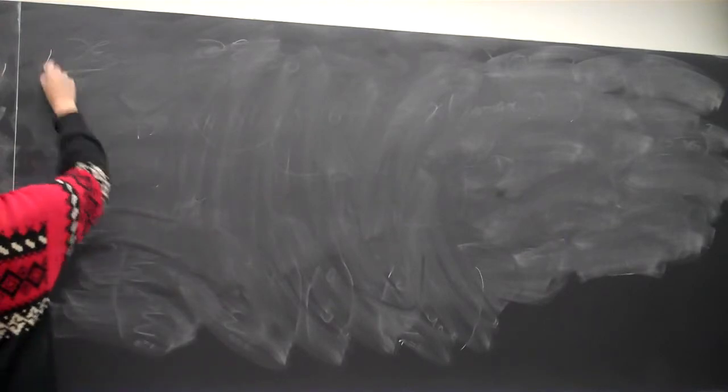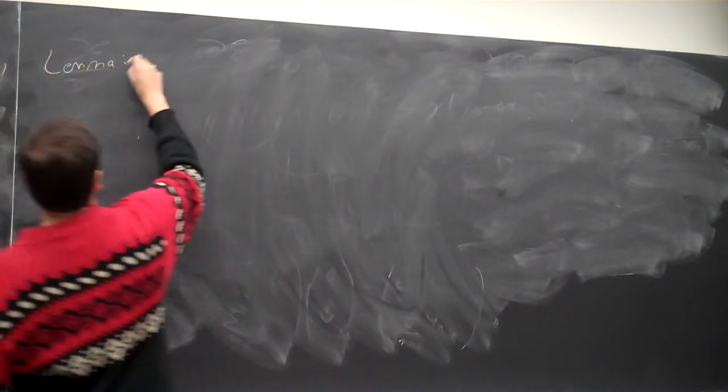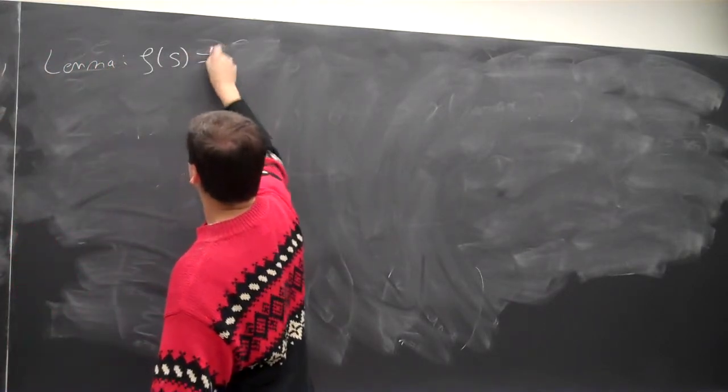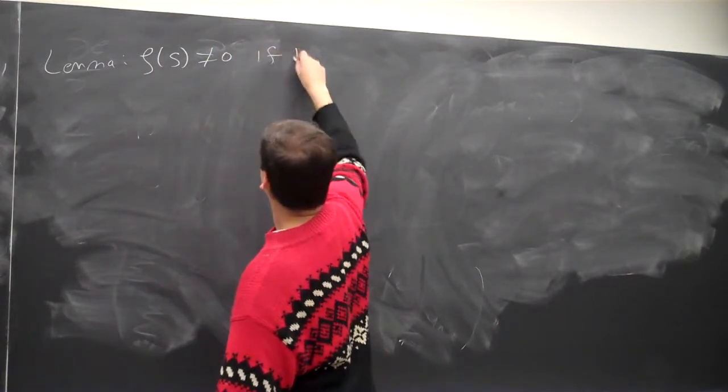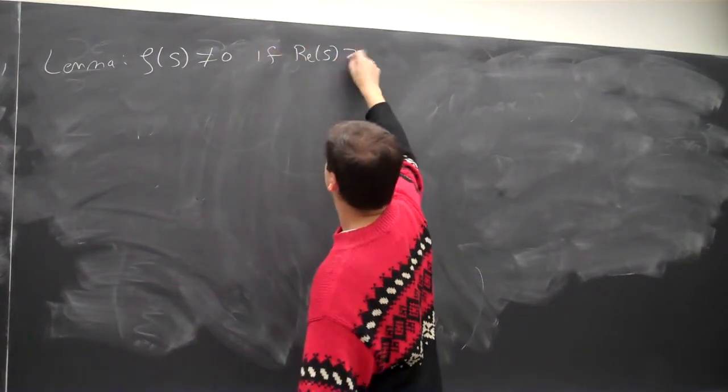zeros. All right, what I want to do now is prove zeta of s does not equal 0 if the real part of s is greater than 1.